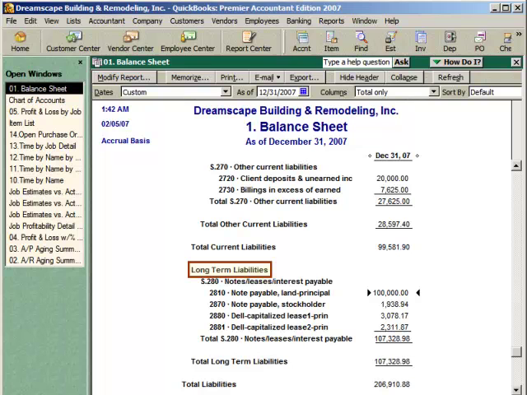Let's go on to look at your long-term liabilities, or liabilities due in 1 year or more. We see a note payable on land for $100,000, a small note payable to the owner, and 2 computer leases that, since they're $1 buyouts, are considered to be loans. Our total long-term liabilities combined with our short-term liabilities totaled $206,910.88. So now we get to move on to what's left over.